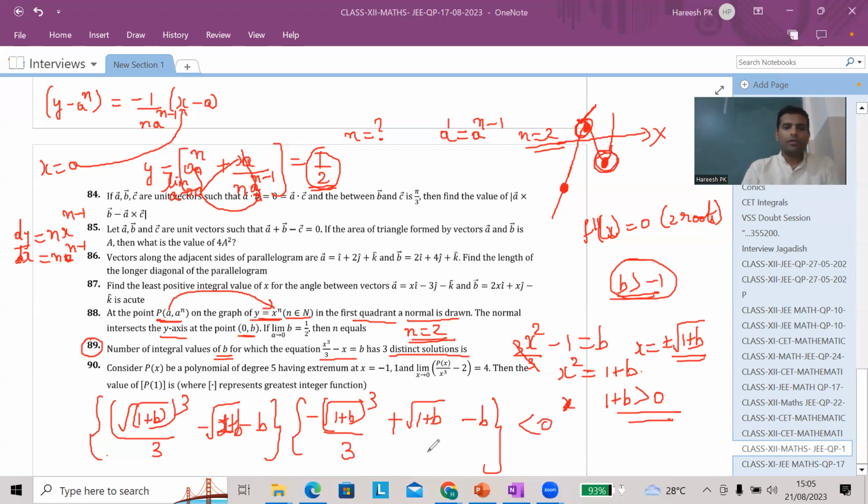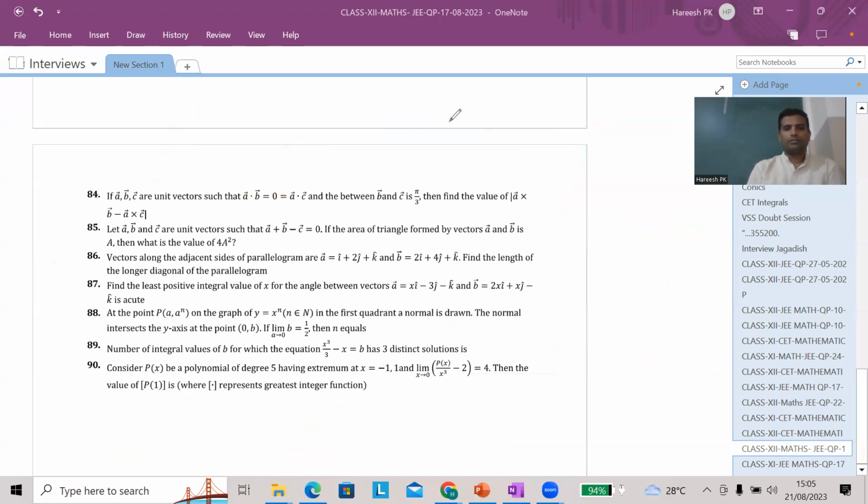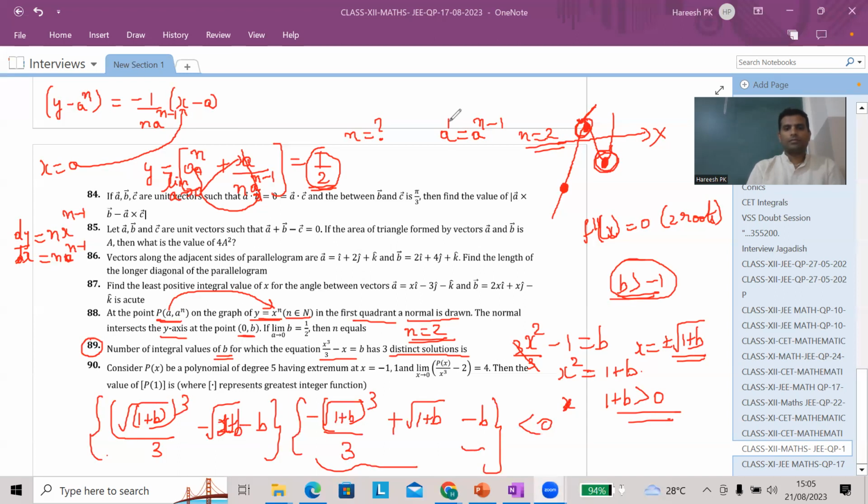Now, if you carefully look at it, this is of the form a plus b into a minus b, which is a square minus b square, right? So you will have to simplify it. I'll write it here. There is this, and write it here.